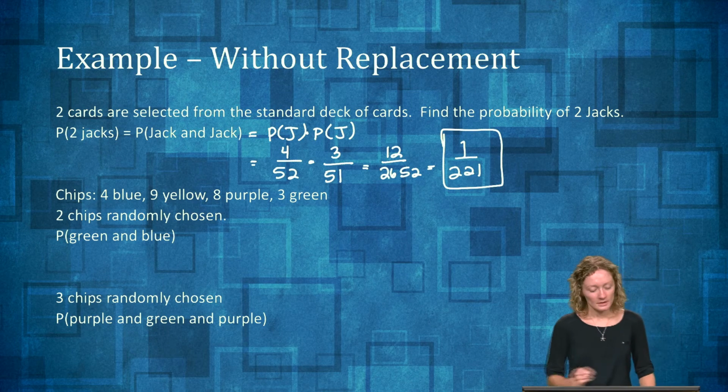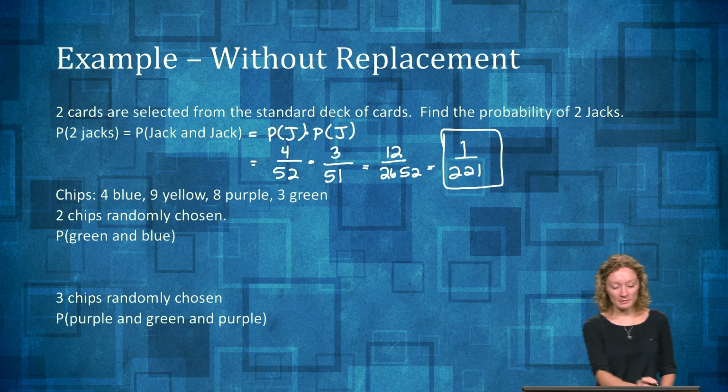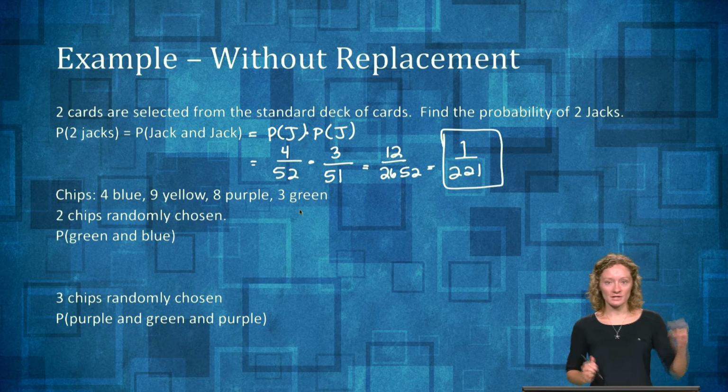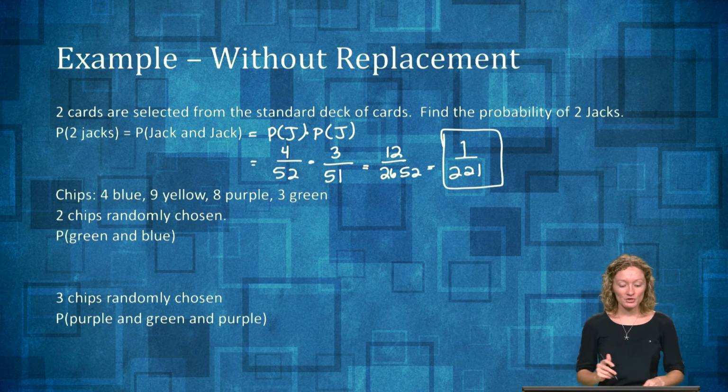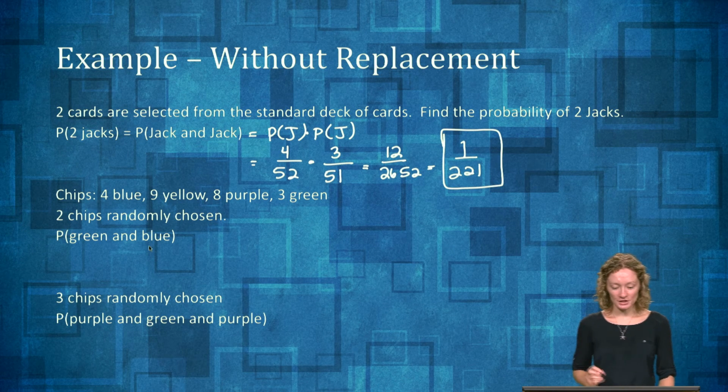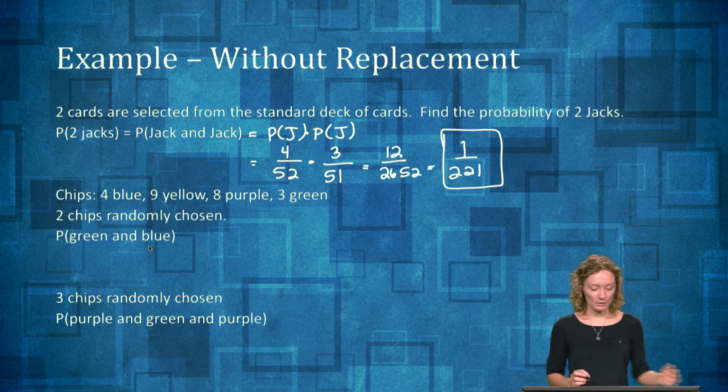Okay. Next one, let's say we have some chips in a bag. There are 4 blue, 9 yellow, 8 purple, and 3 green. They're all shuffled around in a bag we can't see. And we're going to choose 2 chips randomly. Again, the directions would have to say without replacement. We are under this umbrella right now, so I'm not adding it in there just to save space, but it will say that for you on problems.